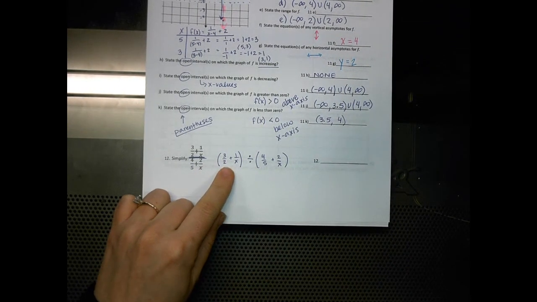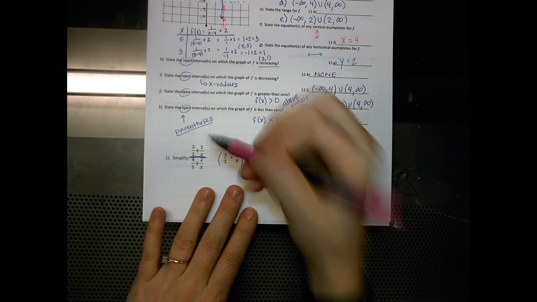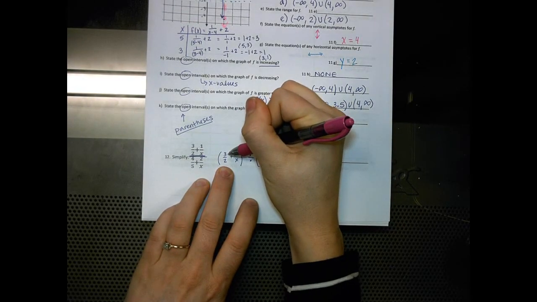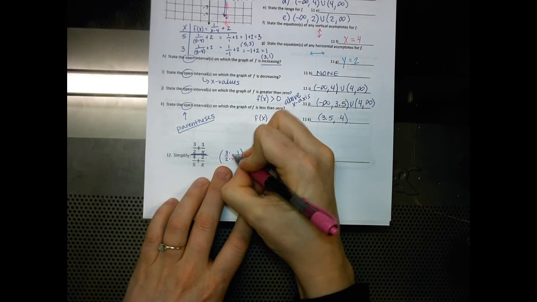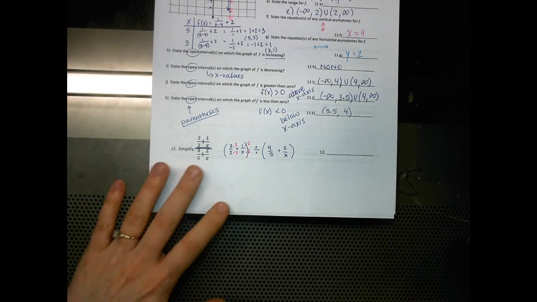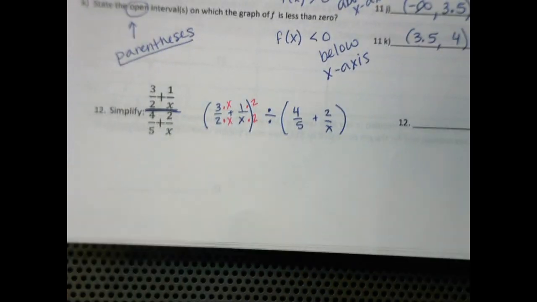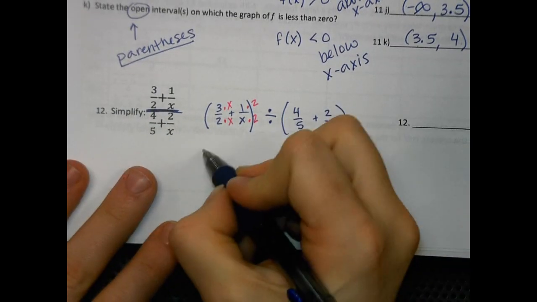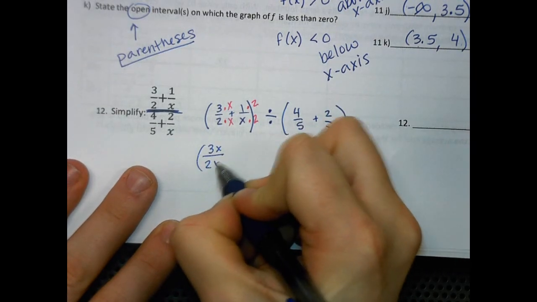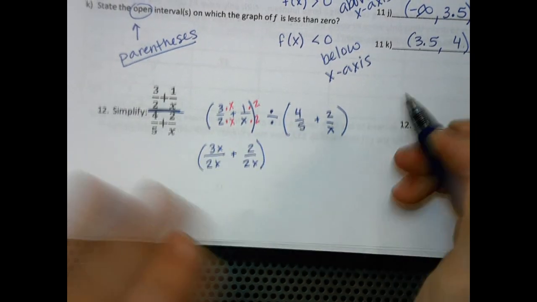Order of operations, what do you do first? Parentheses. So I want to add two fractions together that don't have a common denominator. So what am I going to do with my first two fractions? Well, let's start with the first one. What do I multiply the first fraction by to get a common denominator? X. What about the second fraction? 2. So I get 3x over 2x plus what? 2 over 2x.